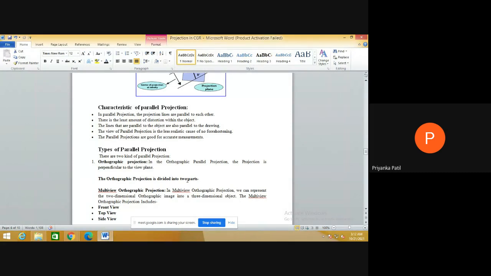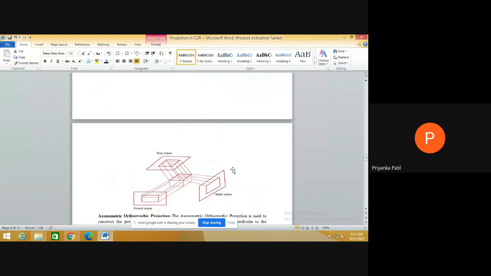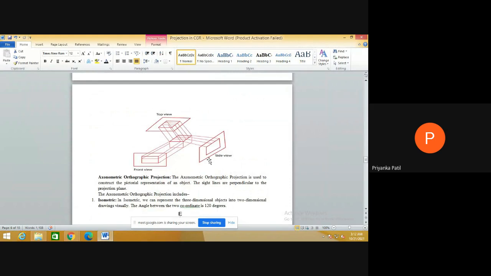The first is the multi-view orthogonal projection, in which we can represent the two-dimensional orthogonal image of the three-dimensional object. The multi-view orthogonal projection includes three subparts: front view, top view, and side view of the given object. So this is the layout of the front view, side view, and top view of the given object.